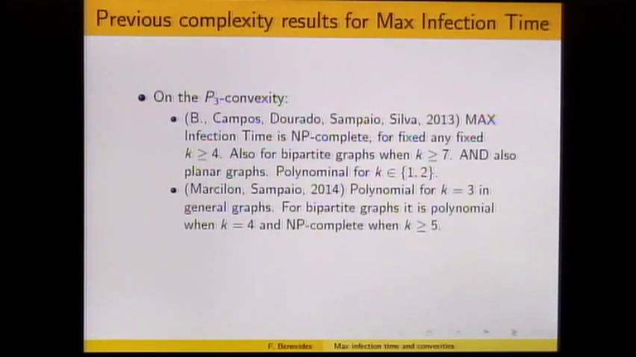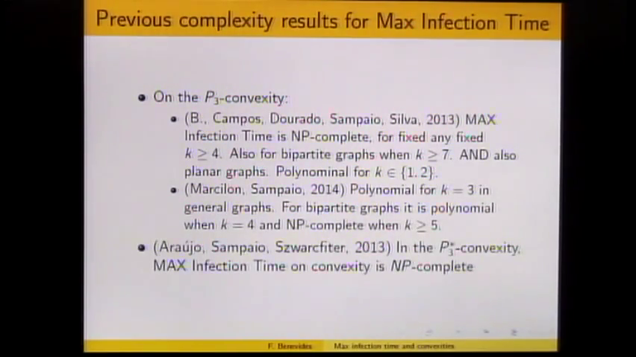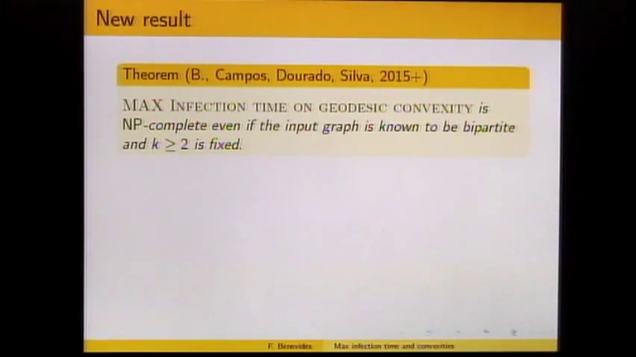And then we said, okay, we have this result for the P3 convexity. So what happens to other convexities? Is the problem easier or harder in other convexities? Also in 2003, a group of people proved that in the so-called P3 star convexity, the maximum infection time is also NP complete. And our most recent results are on the geodesic convexity, as I promised at the beginning.